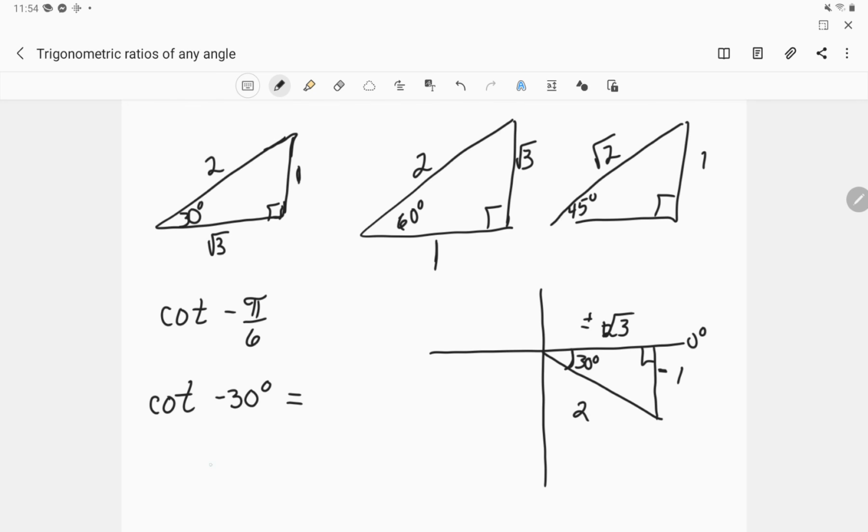So cotangent. Tangent is opposite over adjacent. So cotangent is adjacent, which is root 3, over opposite, which is negative 1, which is just negative root 3. And that's my answer.